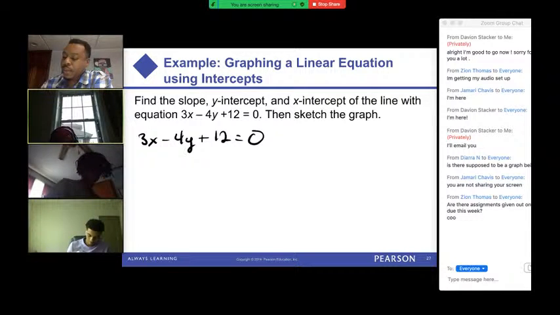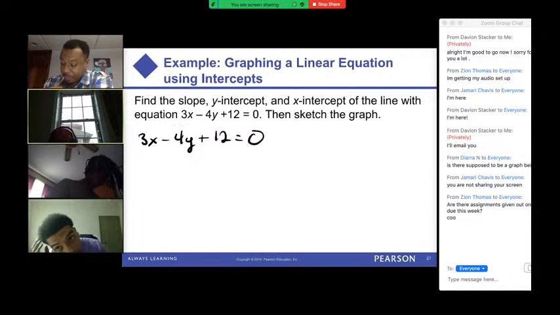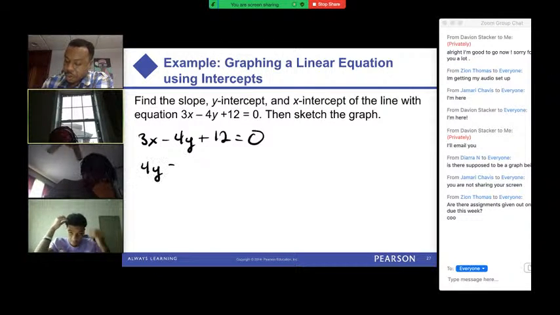So if I want to get the y by itself, I'm going to do the inverse operation here. The opposite of subtraction is addition. So I'm going to add 4y to both sides. And then we're going to be left with 3x plus 12, right?